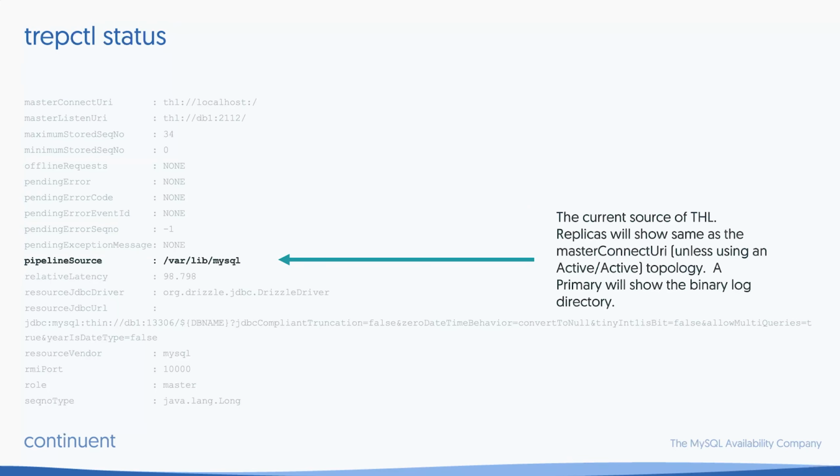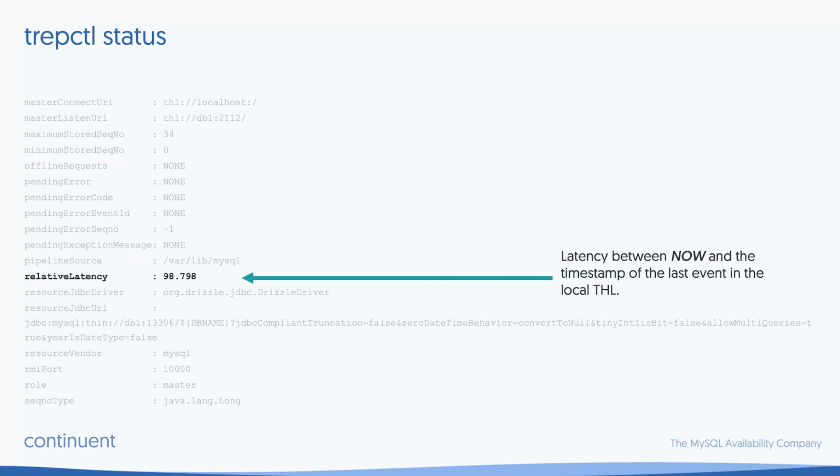The pipeline source, so this is the current source of THL. This example here is from a primary, an extractor, so it's obviously var/lib/mysql is where we're getting the binary logs from. On an applier, that information should match the master connect URI, that's where we're getting the THL from. Unless you're using an active-active topology, it may be slightly different because there are multiple routes for the THL on active-active topologies. The relative latency, so that's the difference between now and the timestamp of the last event in local THL.